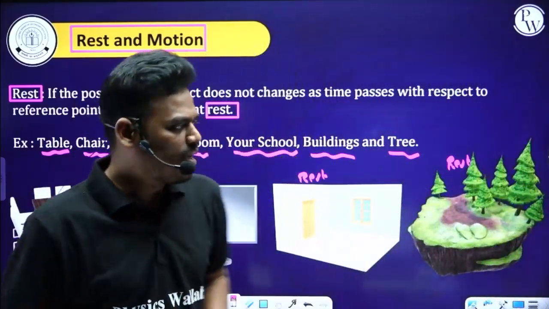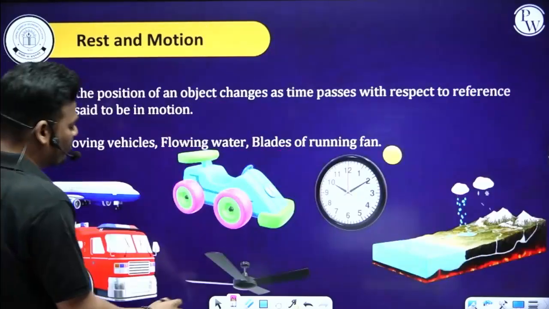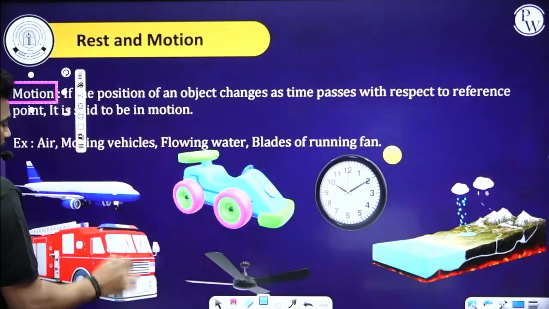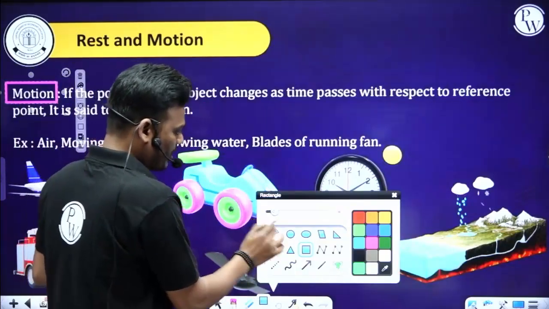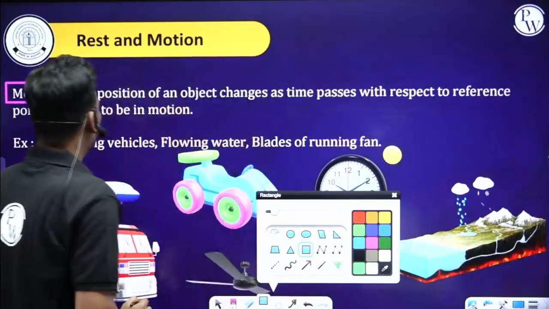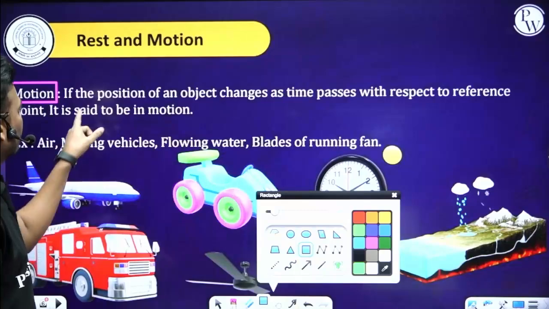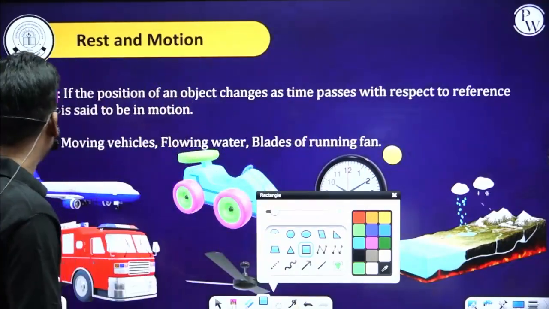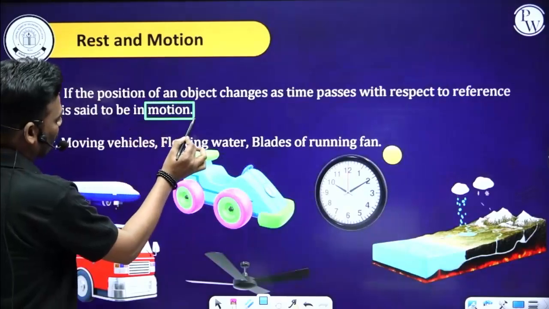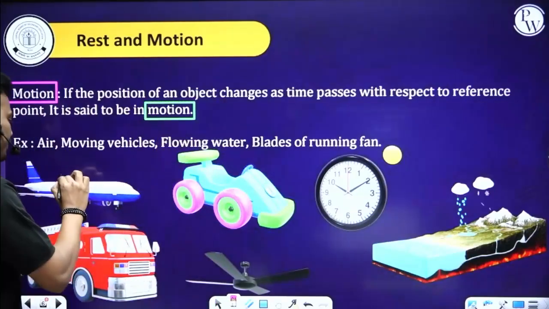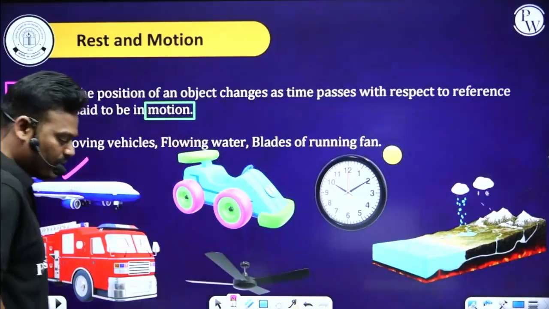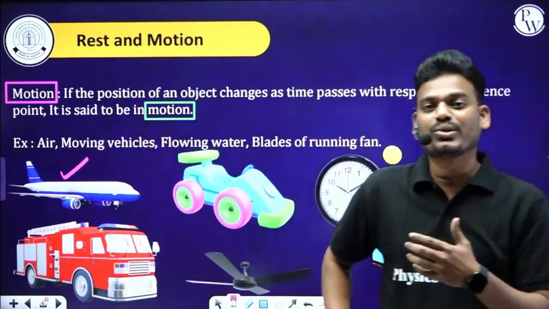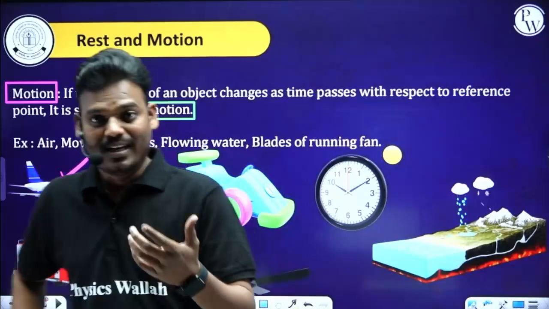Okay, so let's move on to the next term, that is motion. If the body or else object, if the position of an object changes as the time passes with respect to a reference point, it is said to be in motion. Okay, so you can consider an aeroplane, because this aeroplane keeps on changing its position with respect to time, with respect to a reference point.